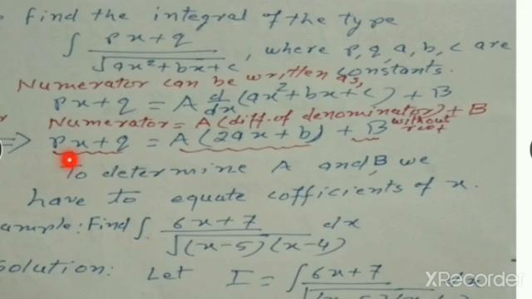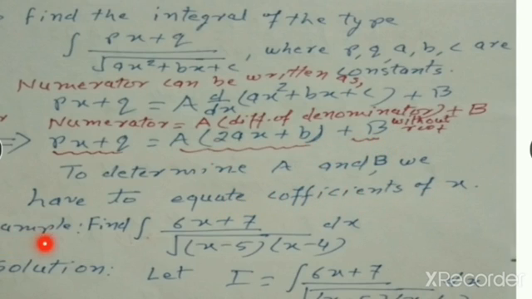See, px plus q is equal to a times the differentiation of this part, ax square plus bx plus c, which can be written as 2ax plus b, plus b, which is a constant. To determine a and b, we have to equate the coefficients of x. See here in this equation, if you want to calculate a and b, we have to equate the coefficients of x.